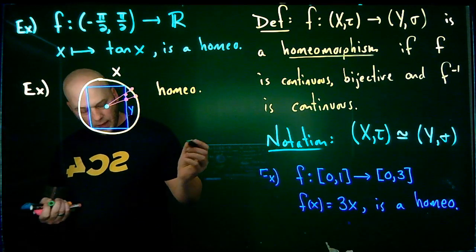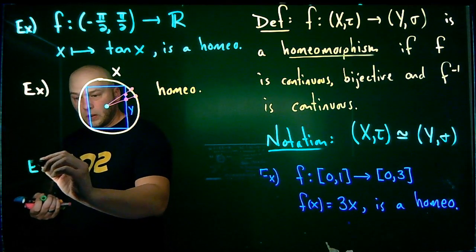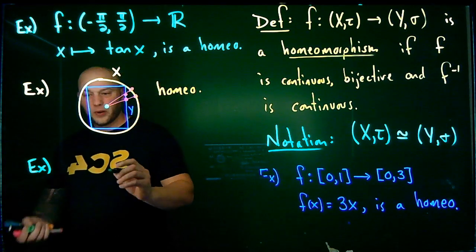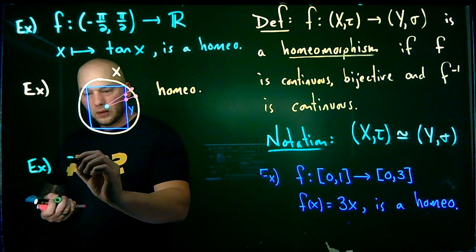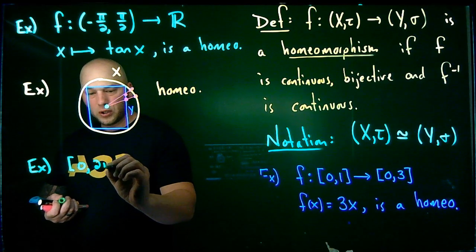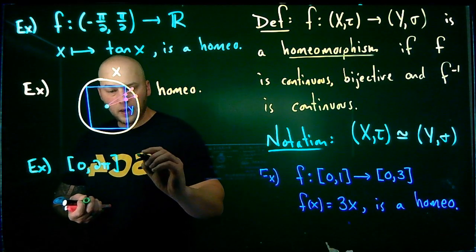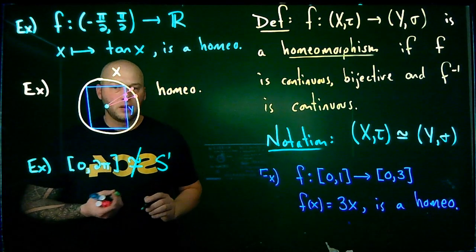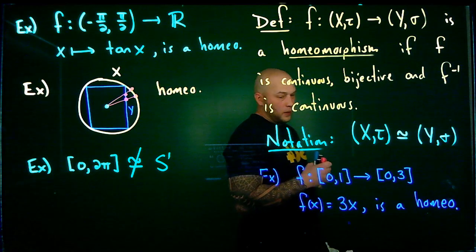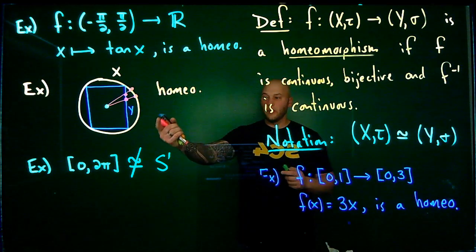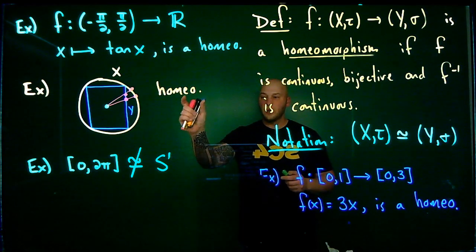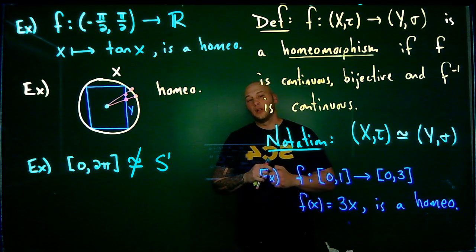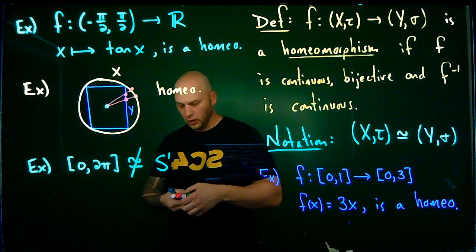Okay, let's look at certainly one more example. Let's do one more for sure. Let's take the interval 0 to 2 pi, and this is not homeomorphic to the circle. So the interval from 0 to 2 pi, that closed, bounded, and in particular compact interval, is not homeomorphic to the unit circle. Let's see why.